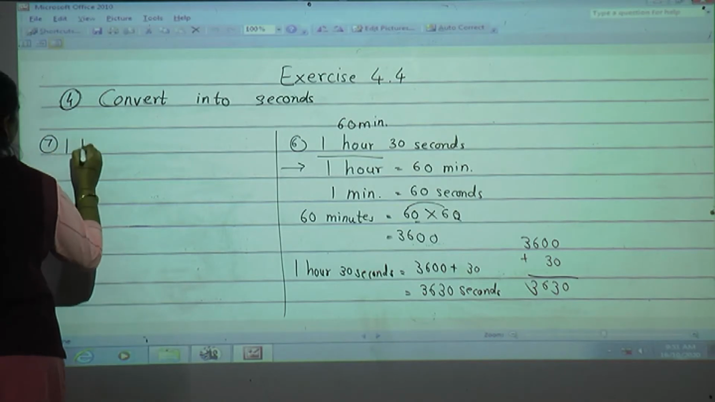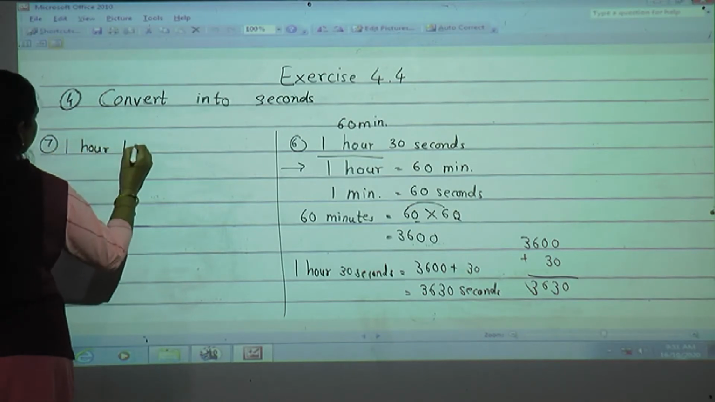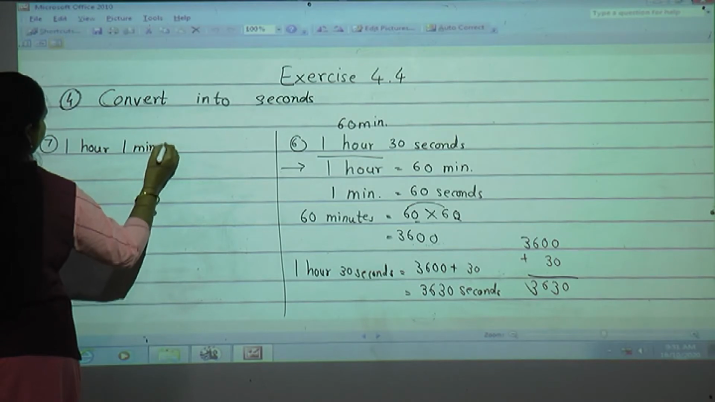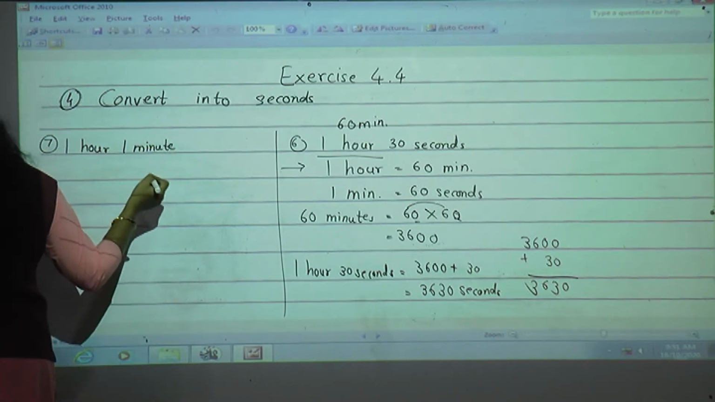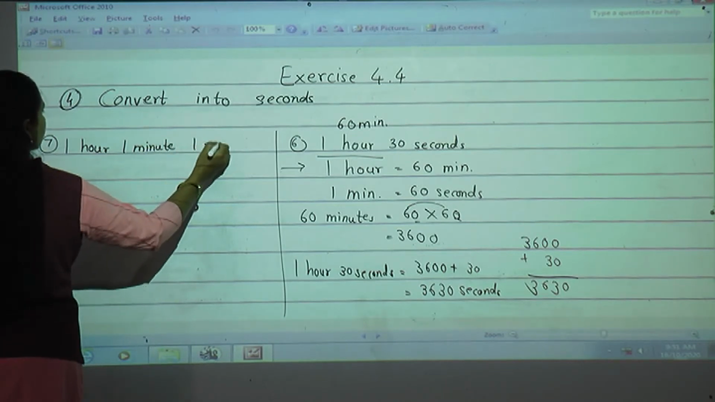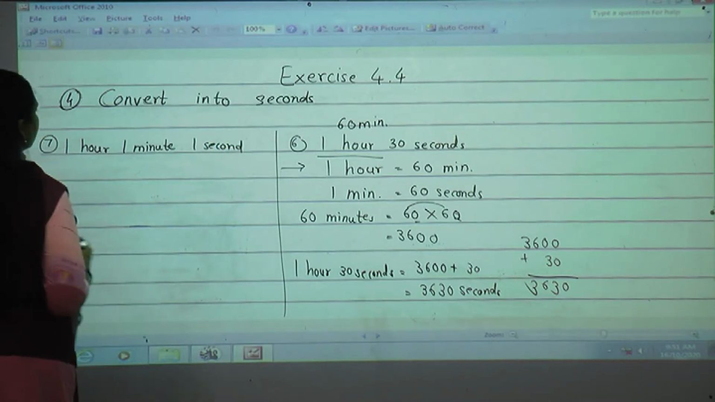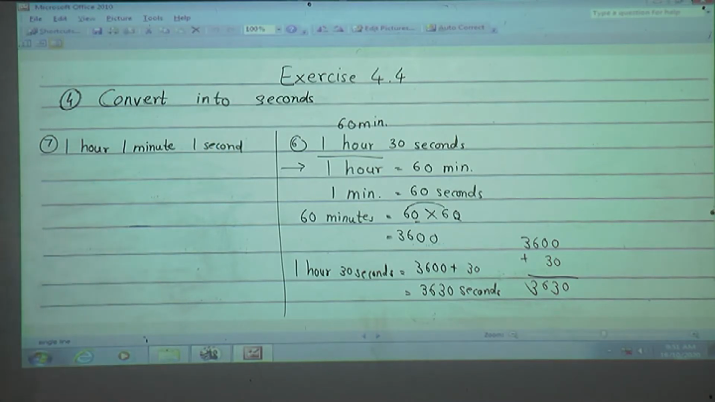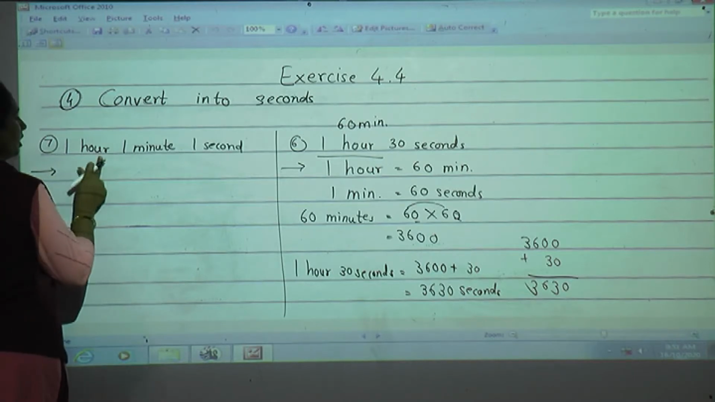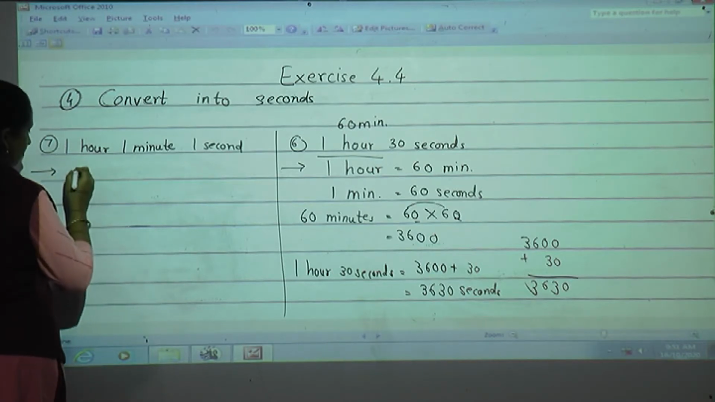One hour, 1 minute and 1 second. See, this 3 we have to convert into seconds only. Okay, very interesting. See, first we will convert hours into minutes.